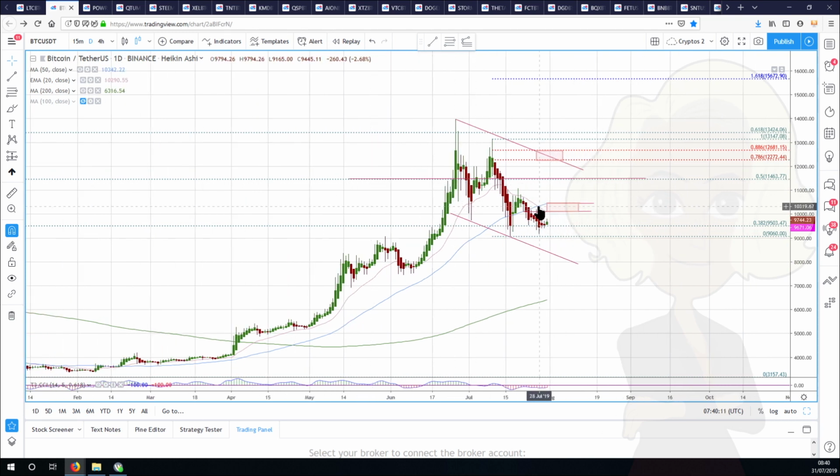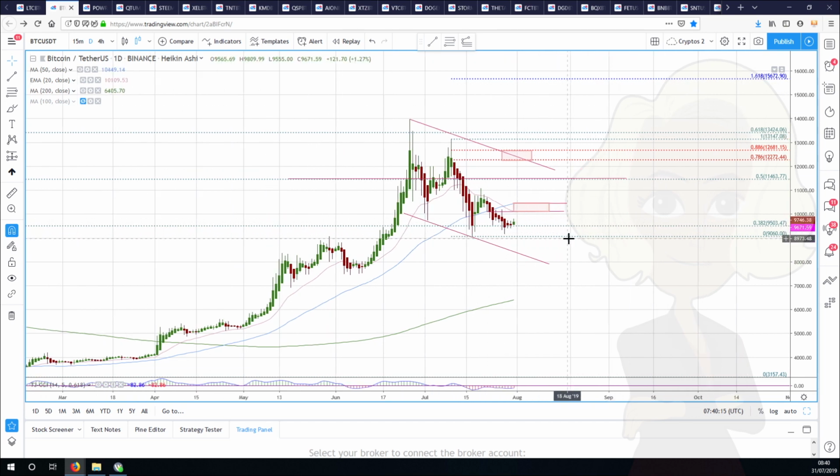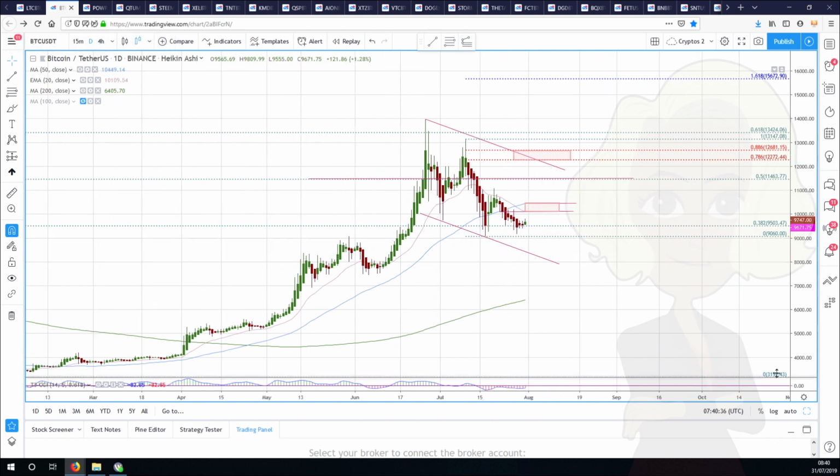So let's see. It's just one green candle so far today, and I know our Fibonacci have changed, but we've got a lot of overhead resistance with these moving averages. So let's not underestimate it. So 10,000, then 10,400, and then if we get out of this zone, potentially we're looking up there at 12,200 to 12,400.